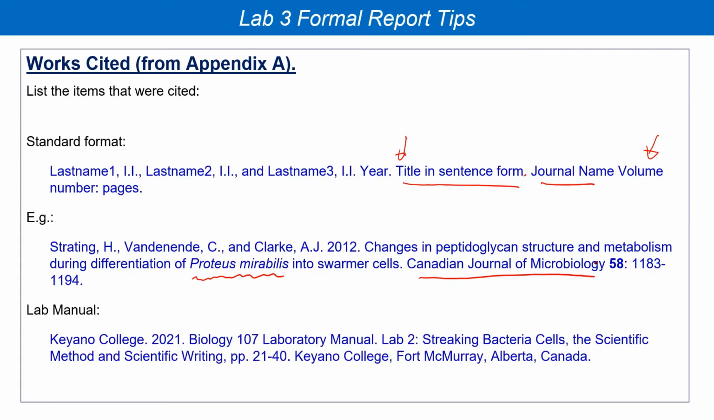So one last thing to note is that in your works cited list, they should be in alphabetical order by the first author's last name. So in this case here, we have Stratting and we have Canada College. So that means in your list, Canada College goes first because K is before S. So let me know if you have any questions about that.